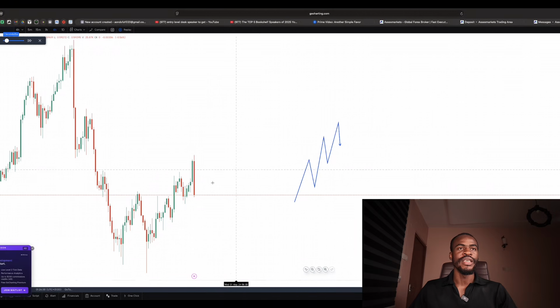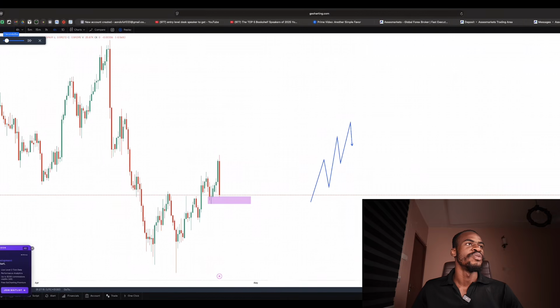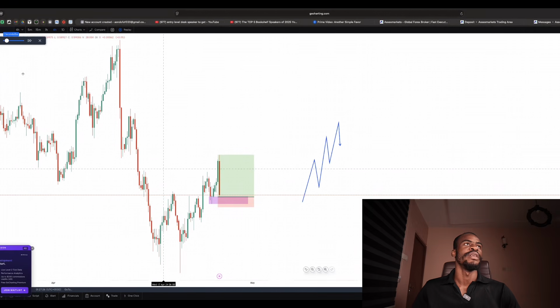Where do we buy in this case? Our most recent support level. We highlight this most recent support, and as you can see, price has tapped inside. So at this point, we'll be looking to buy and then follow price movement to the upside, something like this. Now let's watch how it played out.